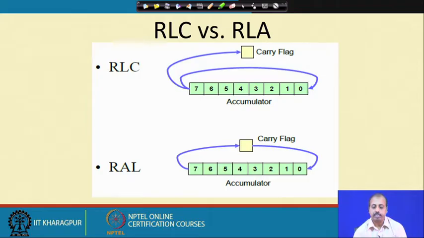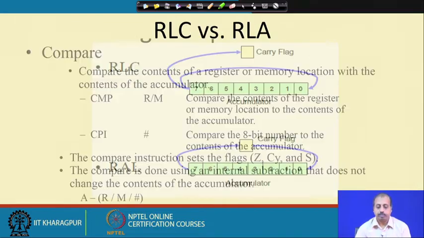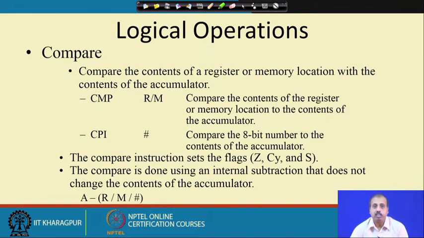After the RLC instruction the carry flag content will be lost, but in case of RAL nothing is lost. Bit 7 is now stored in the carry flag and the previous carry bit is available in bit 0. All other bits are shifted. Similarly, we have RRC and RAR, which rotate right. Bit 0 goes to bit 7 and the carry flag, and in case of RAR bit 0 goes to the carry flag and the carry goes to bit 7. So, we have got the logical operations.